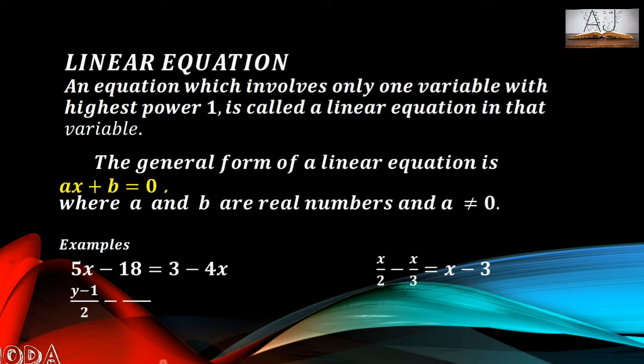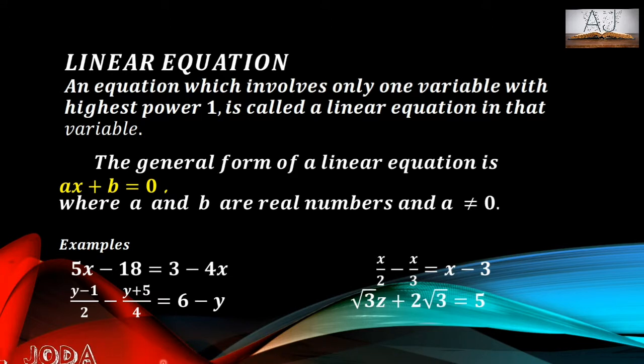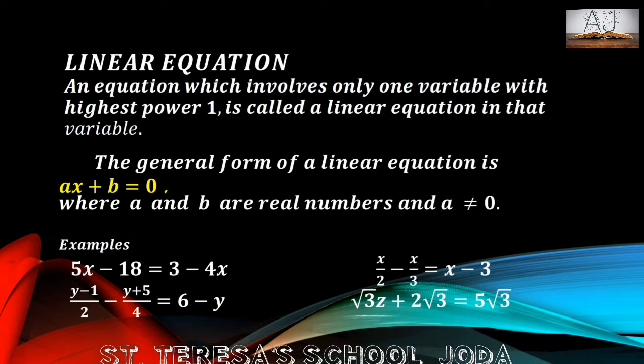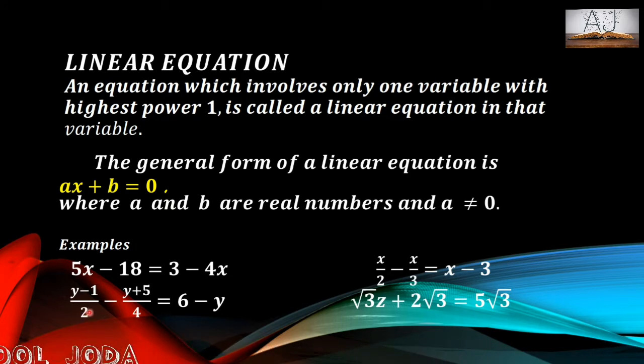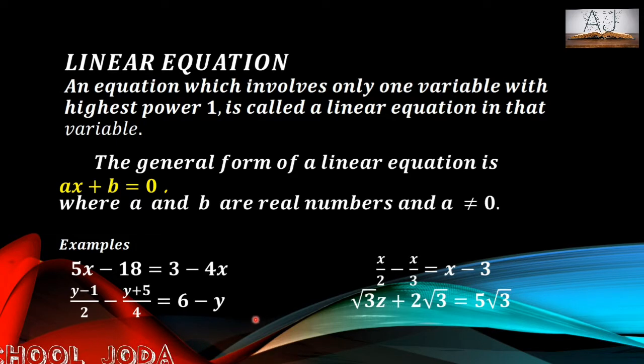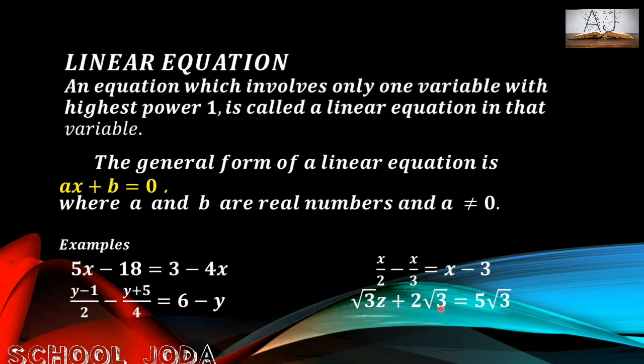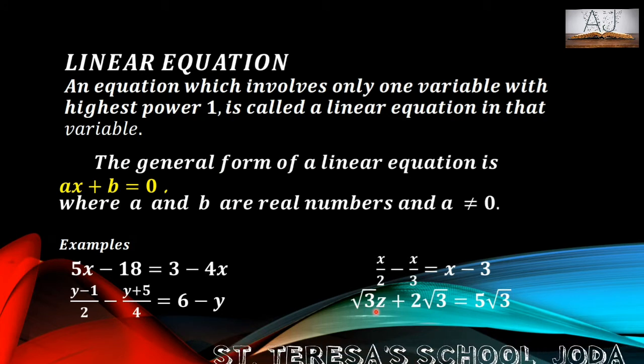But the thing is, if we have y, like y minus 1 by 2, minus y plus 5 by 4, or if we have z, root 3z plus 2 root 3 is equal to 5, are these linear equations? Yes, these are also linear equations. The reason is the variable in this is y, and the power of the variable is 1. So therefore it is a linear equation. It doesn't mean that it should have only x, it can have y as well. So here you can see it is of one variable. Here also we have the variable z and the power of z is 1.